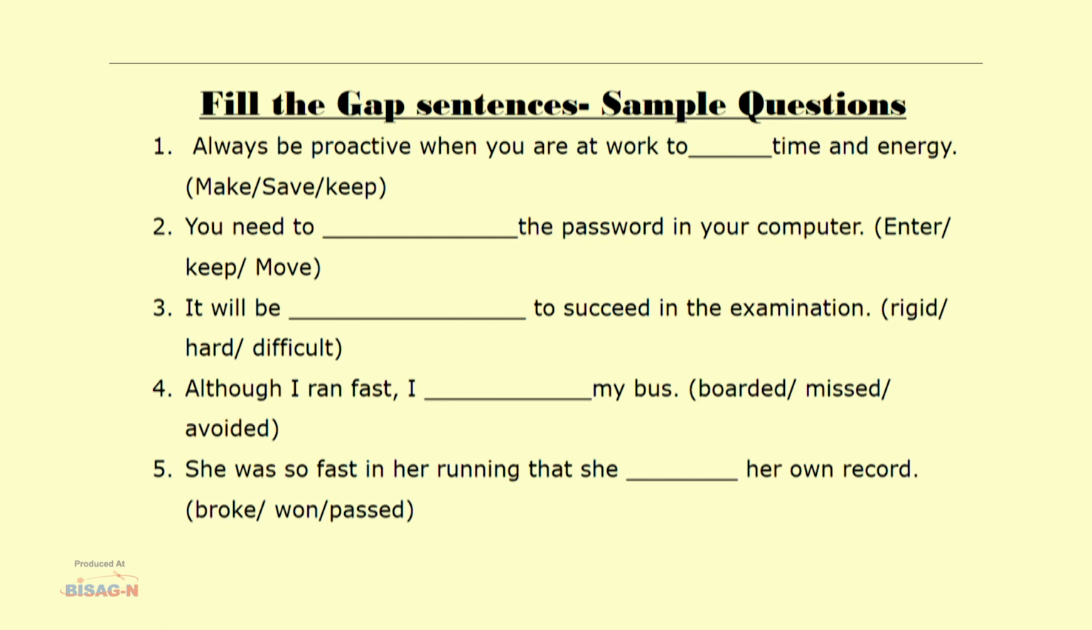You need to, there is a gap, the password in your computer. Now, if you look at enter, keep and move, every word is closely related. Now, what a candidate or you can do is, first of all, I told you that look for the words around the gaps. आपको gaps के आसपास के words देखने हैं. अगर आप आसपास के words देखते हैं and you can find out what is the right answer, that is one way to fill in the gap.